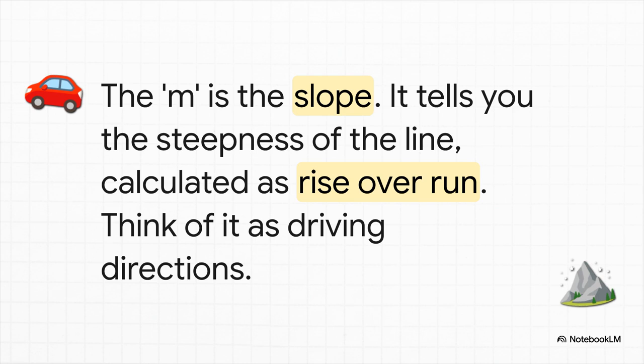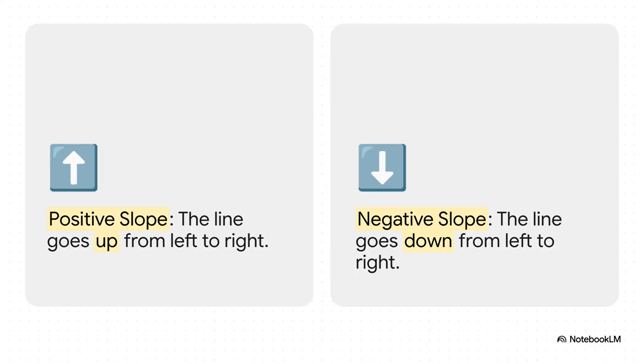And now for m, which stands for the slope. The slope tells you two really important things: how steep the line is and which direction it's going. You can think of it like a set of driving directions. It's often called rise over run, basically how many steps you go up or down for every step you take to the side. It's really intuitive. If that m value is positive, your line is going to go uphill as you look at it from left to right. If m is negative, well, it's heading downhill. It's as simple as that.